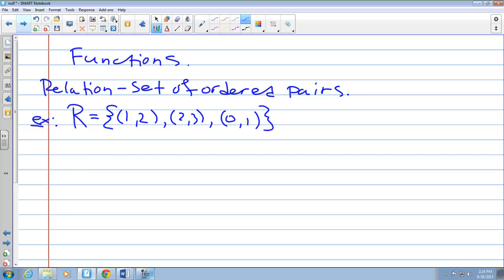A classical example of that: let's come up with a relation where one number relates to another if the first number divides the second one.